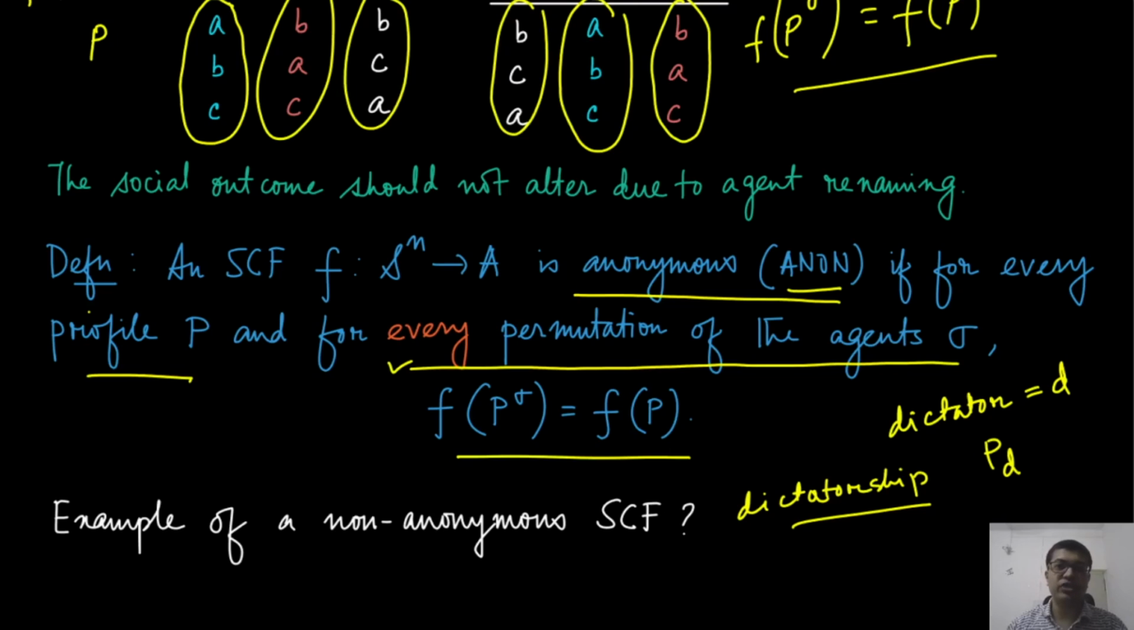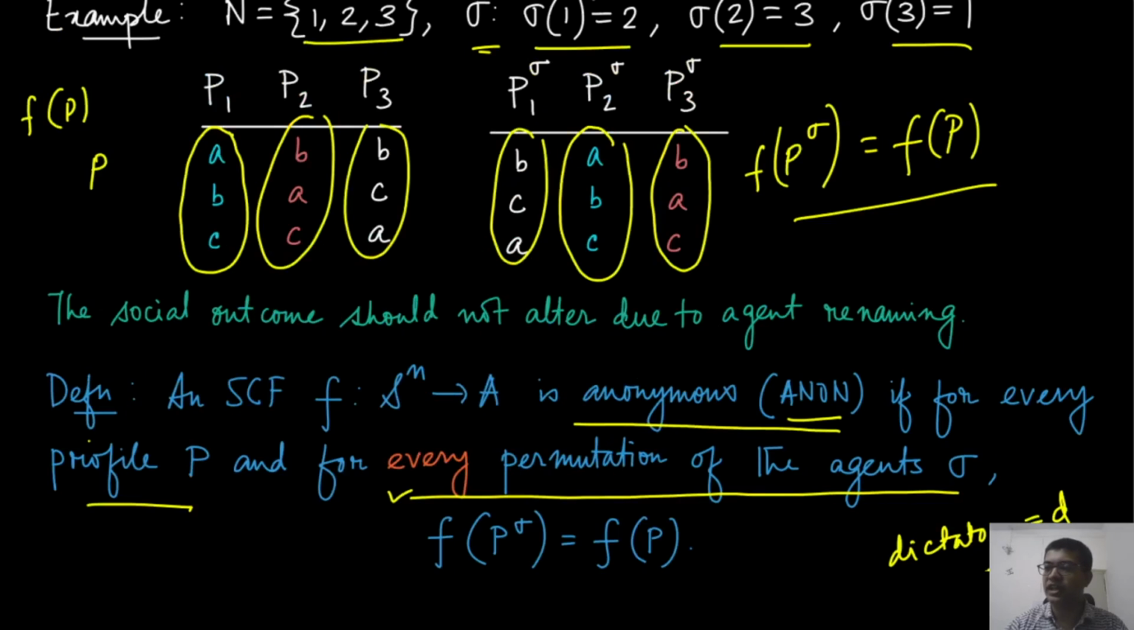That player may also have a different alternative. So if here we were going to pick the topmost alternative of player one, here the topmost alternative of player one is different. So they are not following the anonymity rule. Therefore, dictatorship is an example which is non-anonymous. So by restricting our attention to only anonymous social choice functions, we can rule out dictatorship.